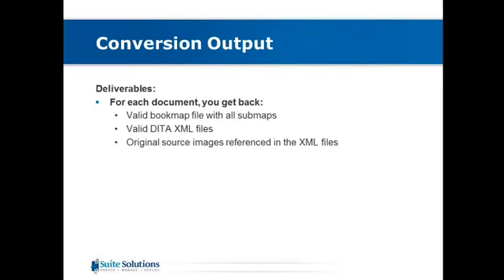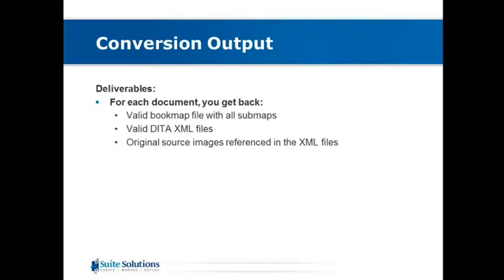For the conversion output, after we do the first analysis stage, you get that Excel file back, which gives you a chance to review the content and send that list back to us, the conversion vendor, or whoever you're using, and then you go ahead and convert the output. When you get your output back, what you should be getting is valid mapping files, either bookmaps or base maps, with all the submaps set up. All your data files should be valid.